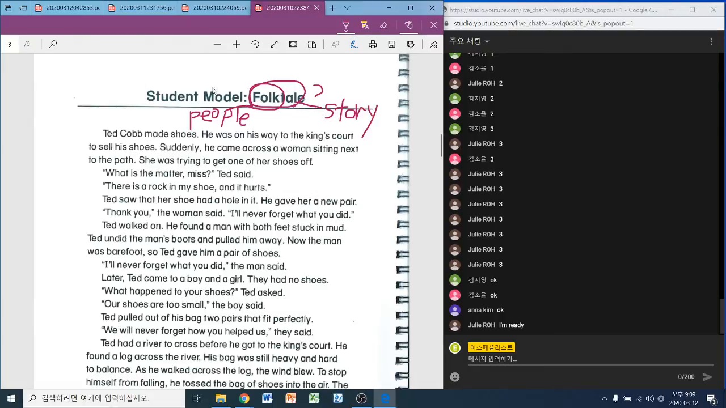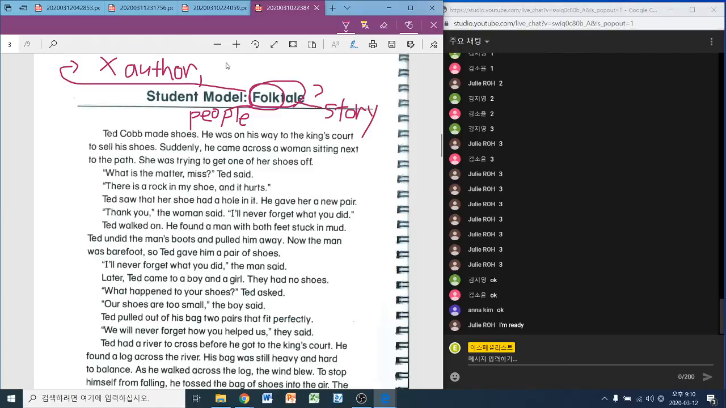So we don't know exactly who made this story. We don't know the author. But we know that the same story was passed from mouth to mouth. People told the same story over and over again. The same story spread all around the world. So we can find very similar stories all around the world. That kind of story is the folk tale.